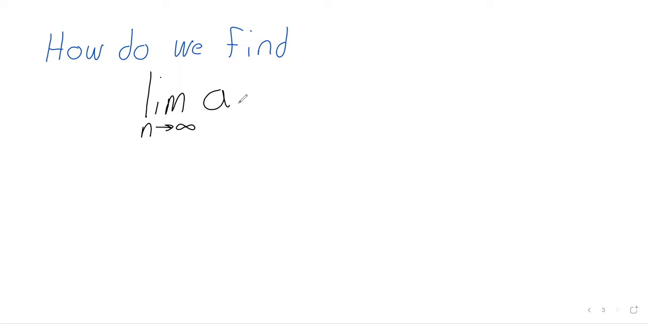And this raises what I think is a pretty natural question. Well, if a sequence approaches a number, how do we find that number? And you're probably sick of hearing this by now, but it's true of so much in calculus that there's no one size fits all way of finding limits. We didn't have a one-size-fits-all method back when we were looking at functions. We don't have a one-size-fits-all method now.